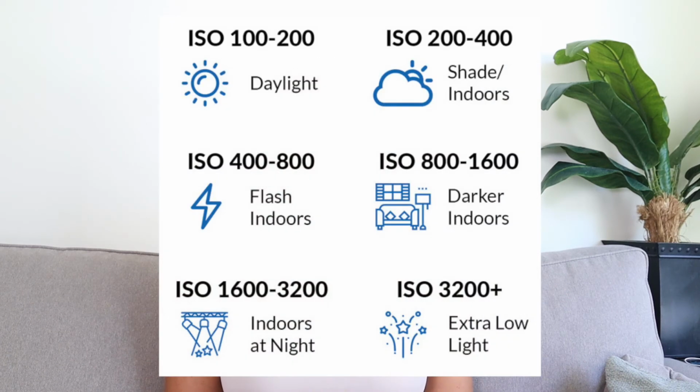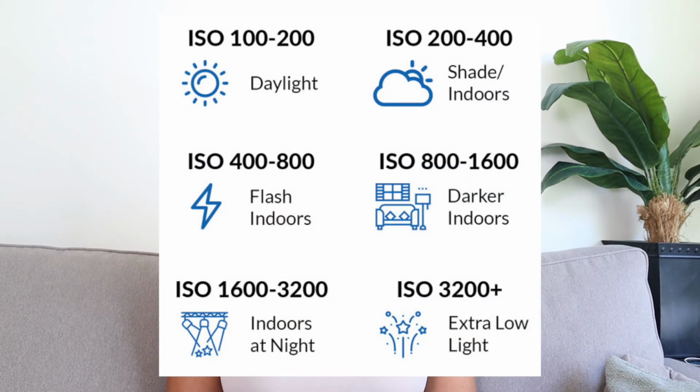So I understand you might not know when to use these different settings, so I'm going to show you some charts as well to help explain that. So this chart here is a really great one to look at. ISO 100 to 200 is used during the day. So when I'm out in Miami taking photographs, I use ISO 100 because there's a lot of light here, it's very, very sunny. I always use ISO 100.